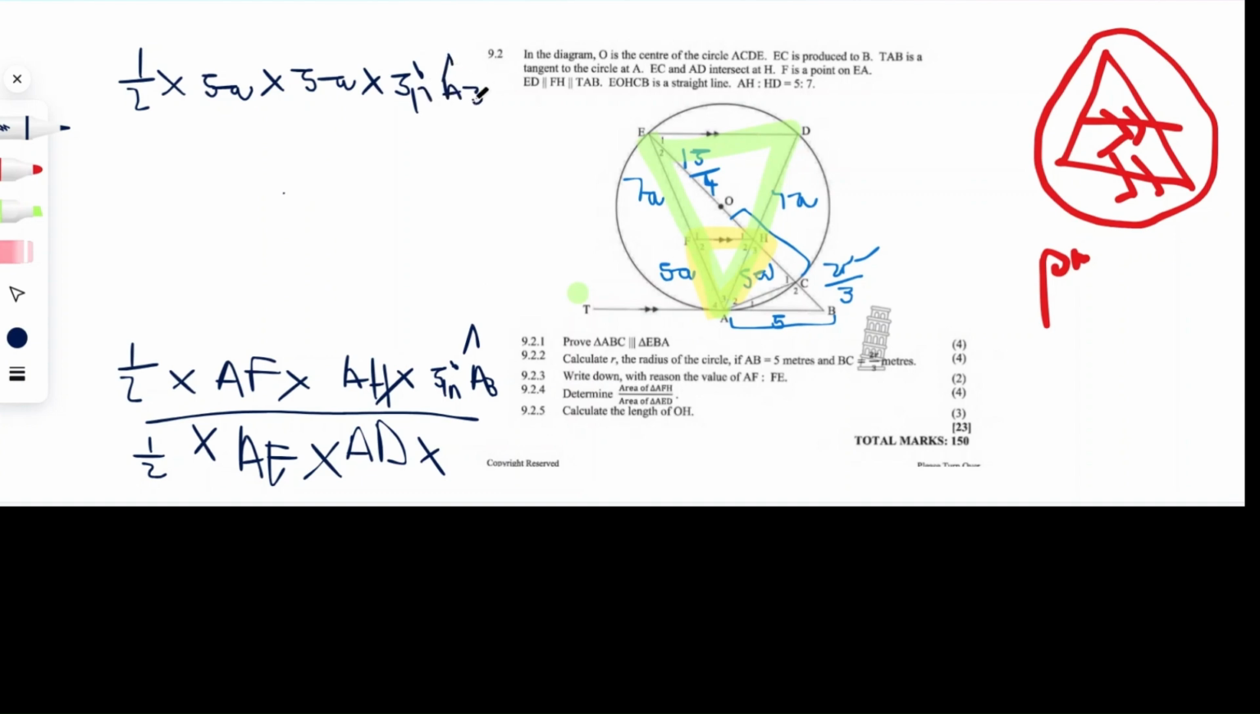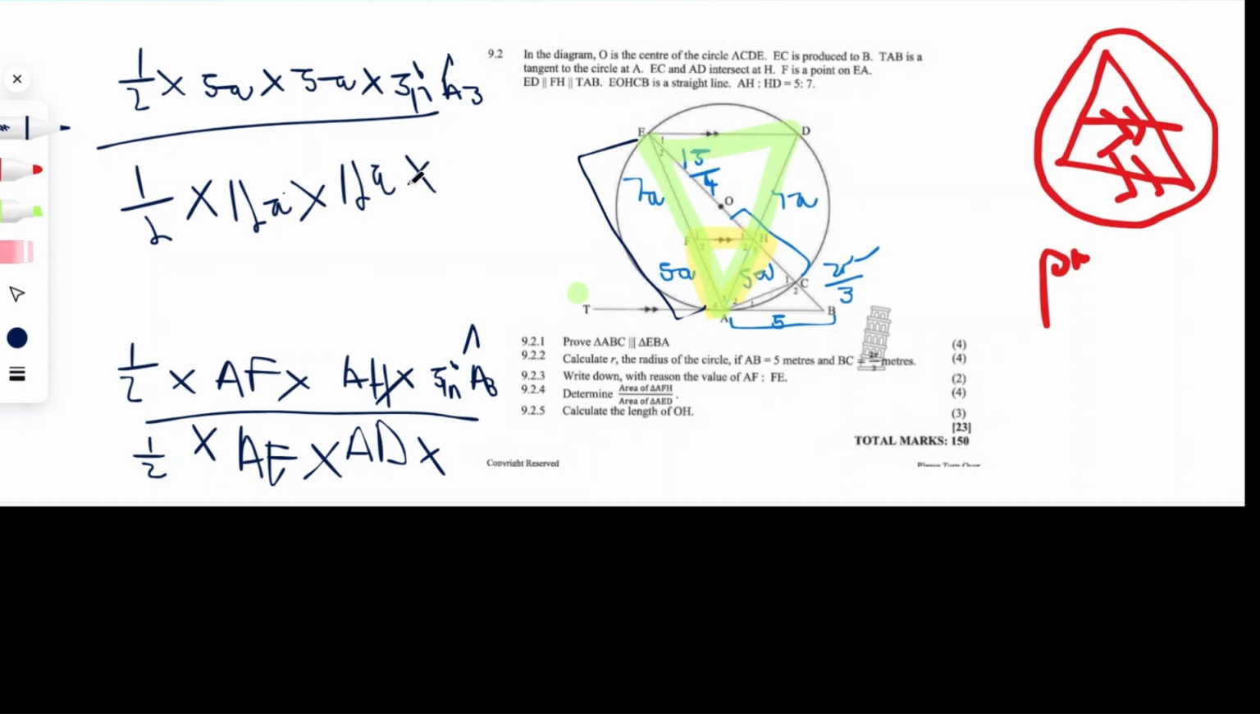And then for the next part, you're going to do the exact same thing. A half, what is AE's value? AE's value is, by the way, guys, we're looking at the entire length AE. AE's value is 7A plus 5A, which gives us 12A. What about AD? It's the same thing. The entire length of AD is equal to 7A plus 5A, which is 12A, multiplied by sine A3.